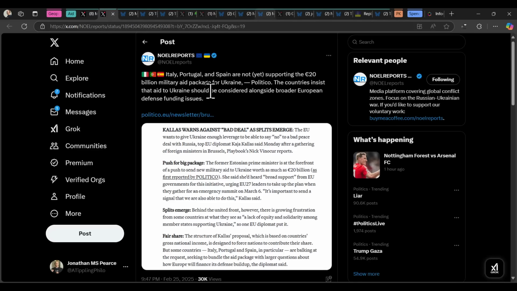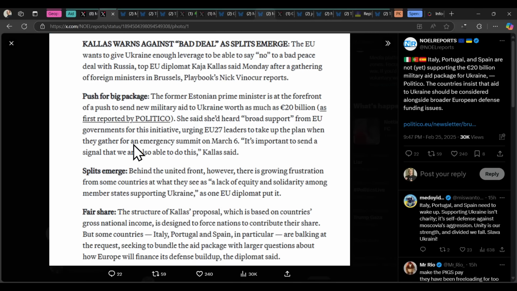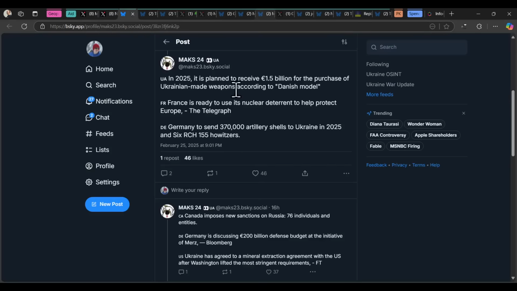The report says Italy, Portugal and Spain are not yet supporting the 20 billion euro aid package to Ukraine. According to Politico, the countries insist the aid should be considered alongside broader European defence funding. And we have some more details on that from the Politico article, so you can read that at your leisure if you want. I'm going to move on, but it's rather frustrating.